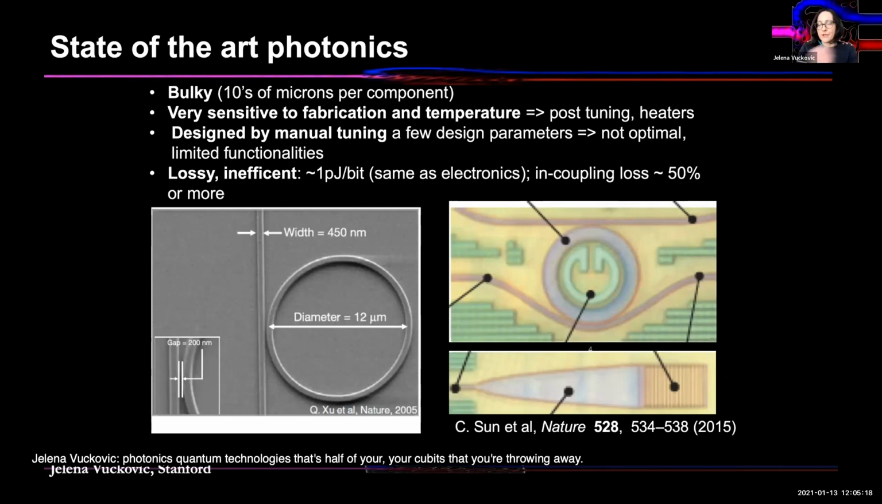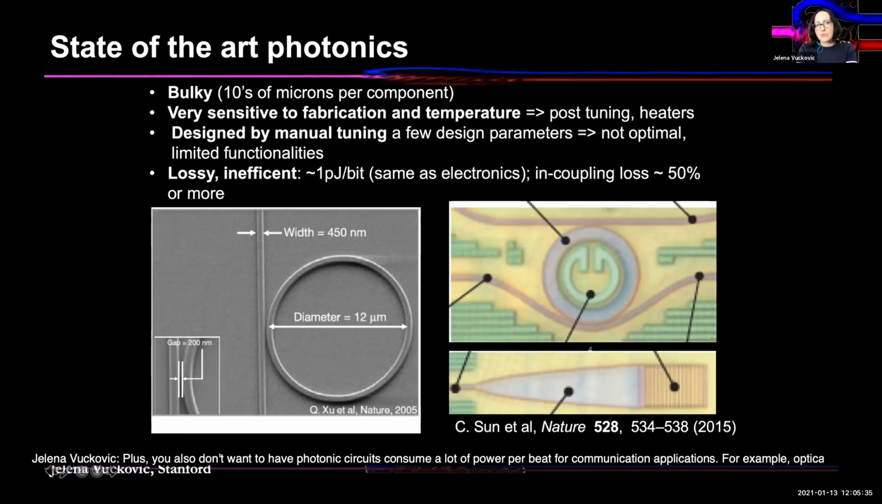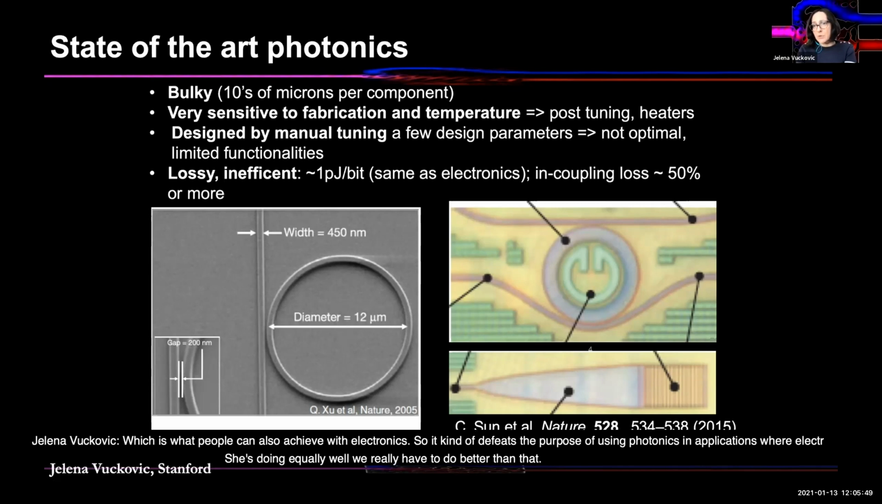But in some applications, of course, throwing away 50% of the power is a big problem. In quantum photonics, quantum technologies, that's half of your qubits that you're throwing away. And in many other applications, that means more power consumption, and that's not good for any portable photonics technologies like augmented reality glasses. You also don't want photonic circuits to consume a lot of power per bit for communication applications. For example, even some state-of-the-art optical interconnect systems consume picojoule per bit, which is what people can also achieve with electronics. So it kind of defeats the purpose of using photonics in applications where electronics is doing equally well. We really have to do better than that.